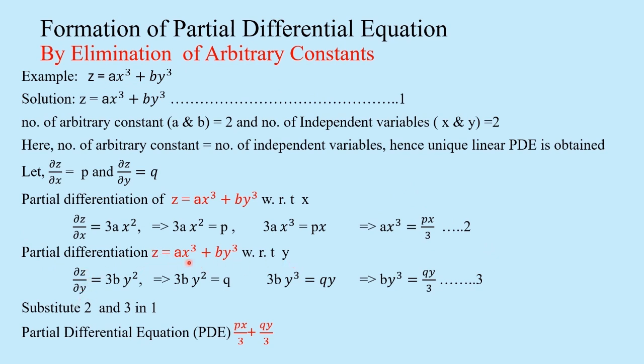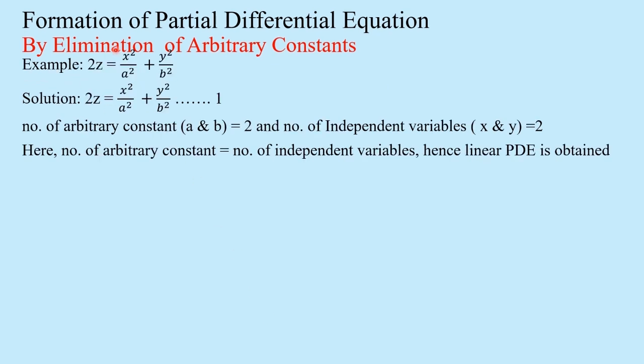This x becomes constant because we are differentiating with respect to y, and so this becomes 0. By cube becomes b into 3y square. This is q, we know, and this is by square. Now multiply both sides with y. So we get 3by cube is equal to qy. Bring this 3 down here. So by cube is equal to qy by 3. We'll call this equation 2 and this equation 3. Substituting 2 and 3 in 1, we get the required partial differential equation, which is this.